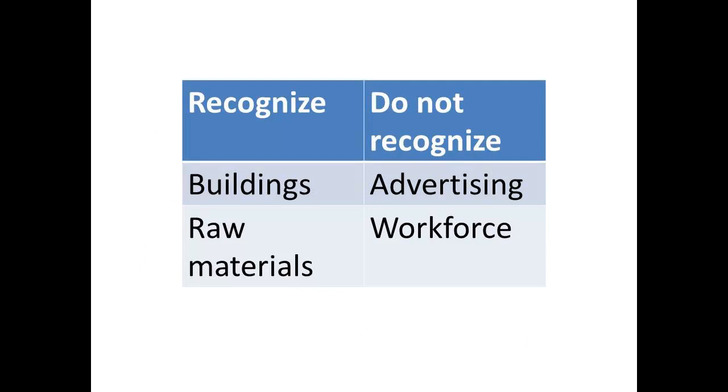Buildings and raw materials clearly meet the test. Advertising does not necessarily mean there will be a future benefit, and certainly very unlikely to have an effect in future years. In the same way, the workforce cannot be seen as having benefit in future years. Since the workforce is fluid, it cannot be clearly seen as under the control of the entity.